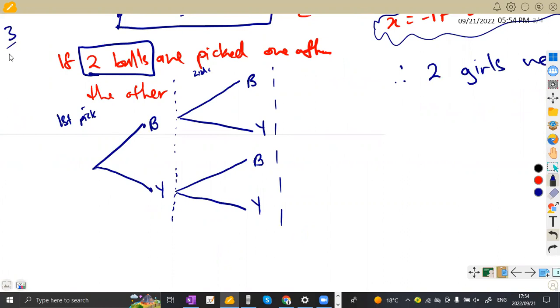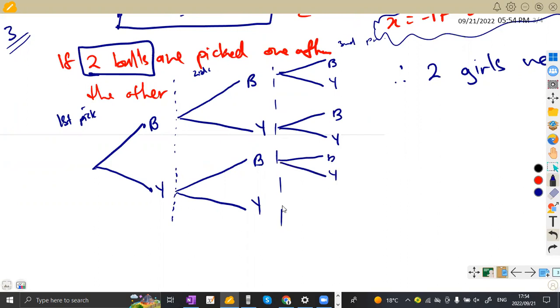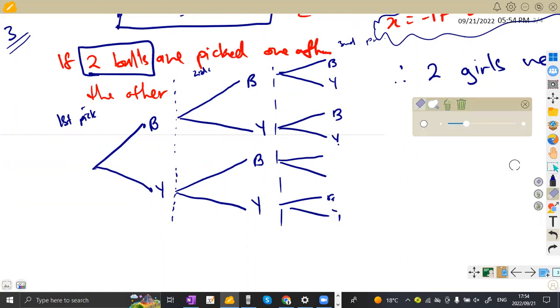If they say 3, which means we are going to have what? The third pick, which means this black is going to create a branch again of black, yellow. This yellow is going to create a branch again, black, yellow, this black again. Are we seeing the concept there? Yeah. That is the concept of what? A probability tree diagram. So in this case, we are just dealing with 2, which means this part we do not have here.